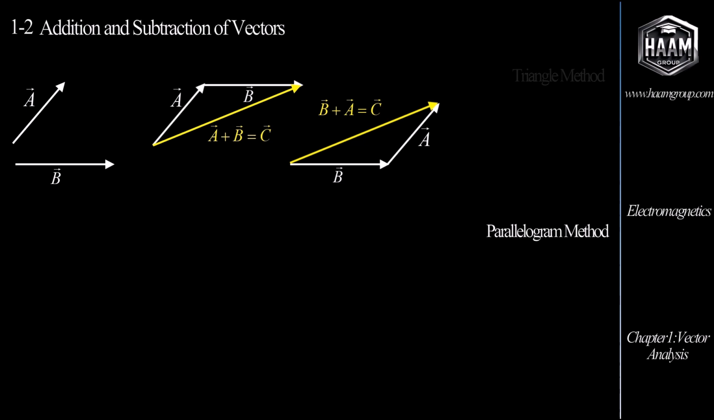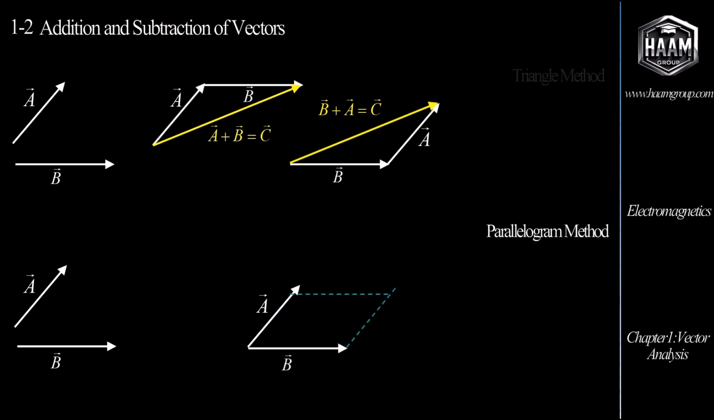Another widely used method for vector addition is the parallelogram method. Again, consider two vectors A and B. This time, draw both vectors so that they share the same starting point or origin. Now, construct a parallelogram by drawing a line through the head of A parallel to B and another line through the head of B parallel to A.